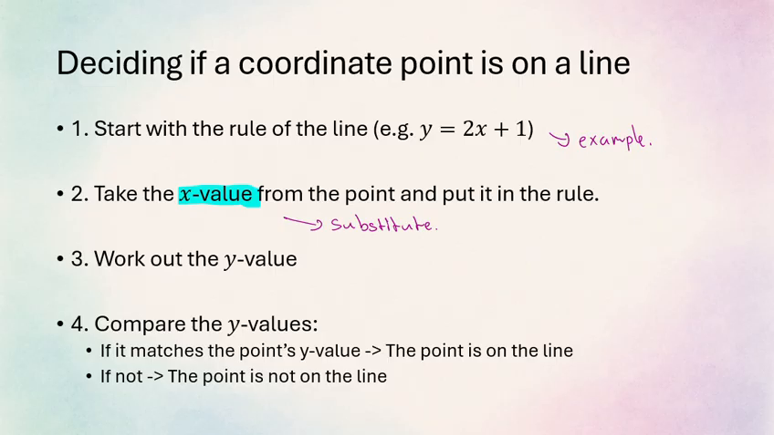I will retype this. That's fine. Just substitute the x value. Then work out the y value. That just means solve for y after substituting. Then finally, once you reach your final answer, you need to do this, comparing the y values. Very important. Now, if the y values match, great. That coordinate point sits on the line, or it is on the line. Now, if the y value is different, it just means the point is not on the line.